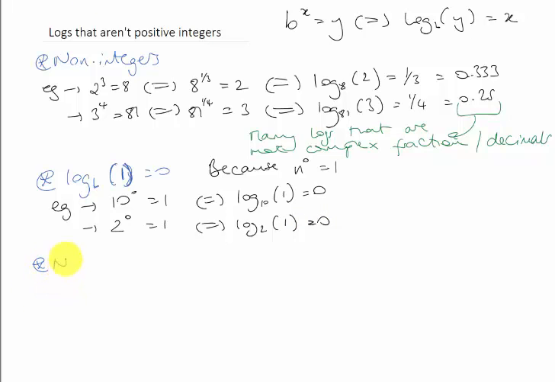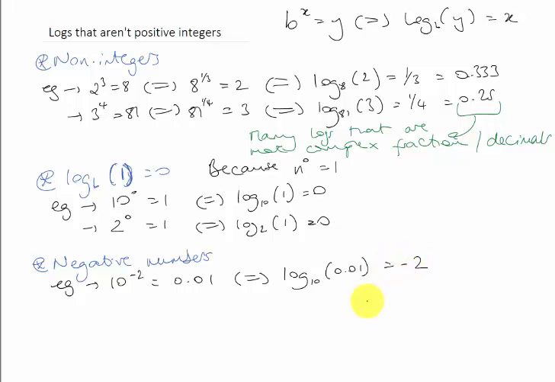Alright, and how about negative numbers now? So the logarithm can be a negative number. So for example, we know that 10 to the power minus 2 is equal to 0.01. And so that's the same as saying that the log in base 10 of 0.01 is equal to minus 2.